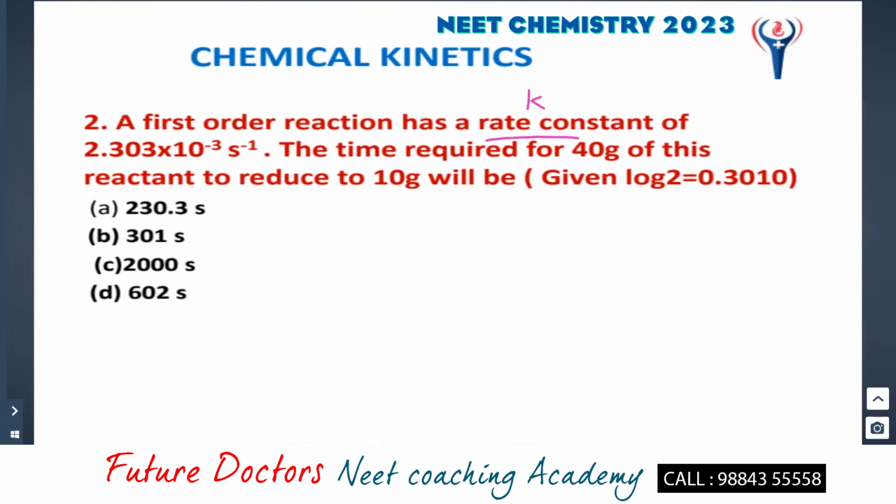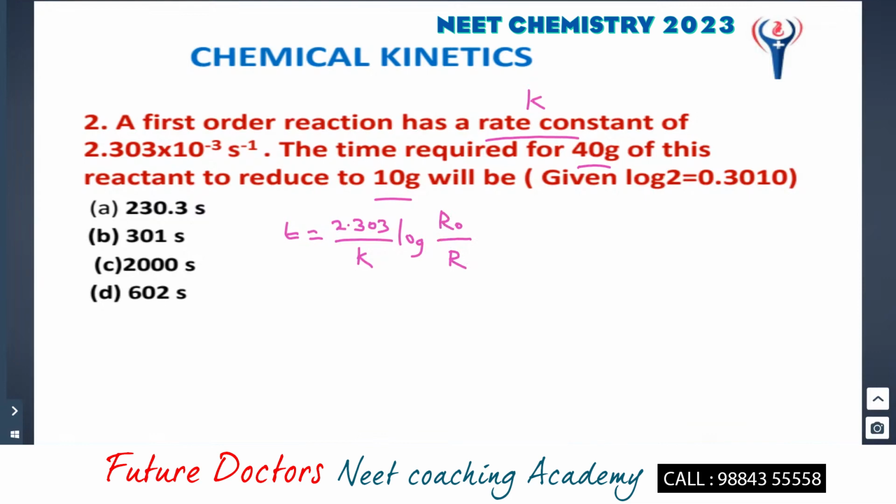Okay, so actually initially it is 40 gram, understood? It is reduced to what? Now it becomes 10 gram. So what's the time taken? What's the time they're asking? You know the first order rate constant formula. I rearrange the formula and write it here. T is equal to 2.303 by K log of initial concentration by remaining concentration. This is the formula, understood?